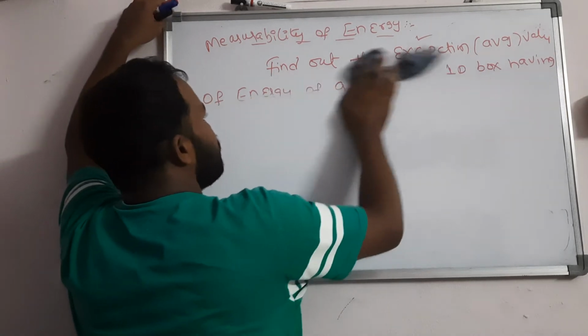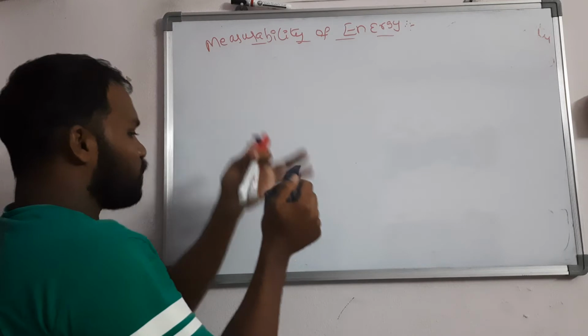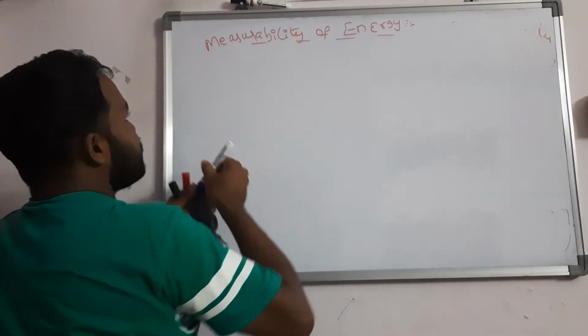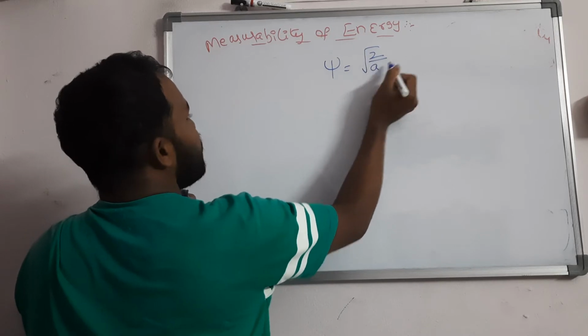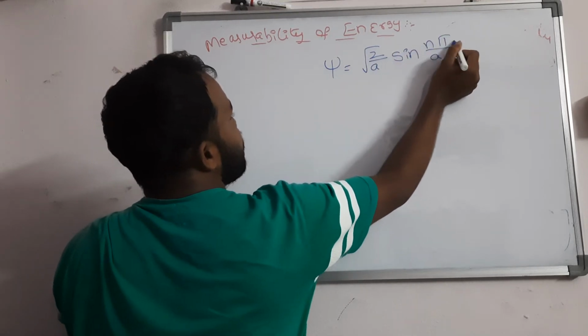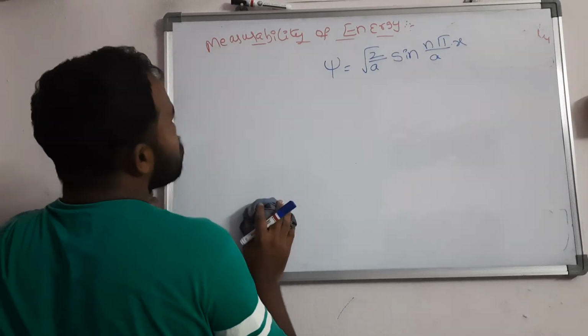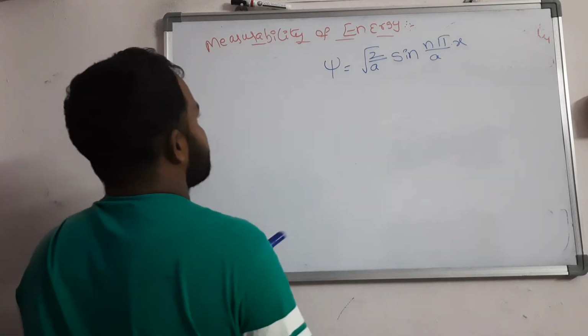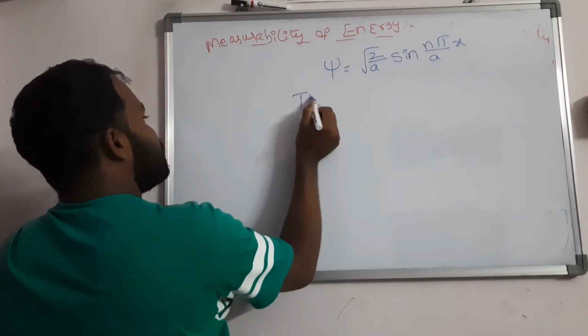First I am going to take the function. What is the function? Already we know the function. Psi is equal to root 2 by L into, 2 by L means 2 by a, into sine n pi by a into x. Right? This is psi. Psi is equal to root 2 by a into sine n pi by a into x. This is the function.